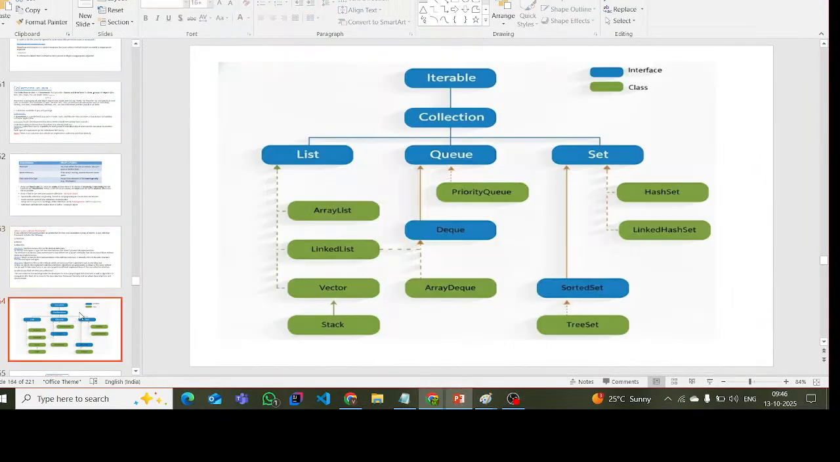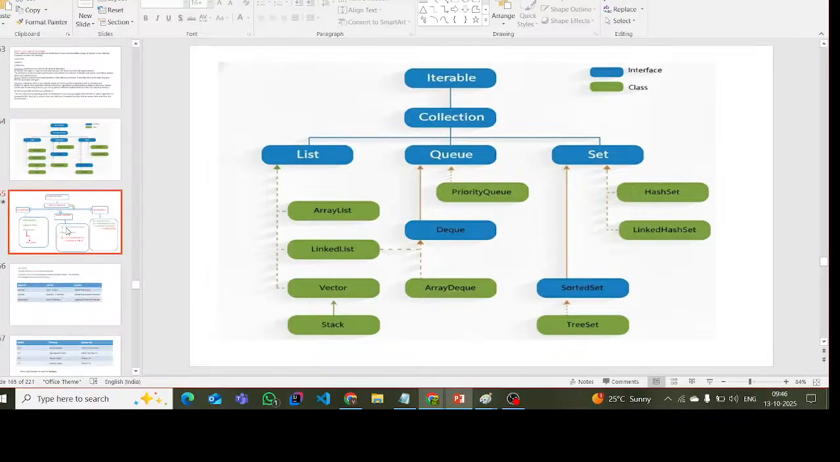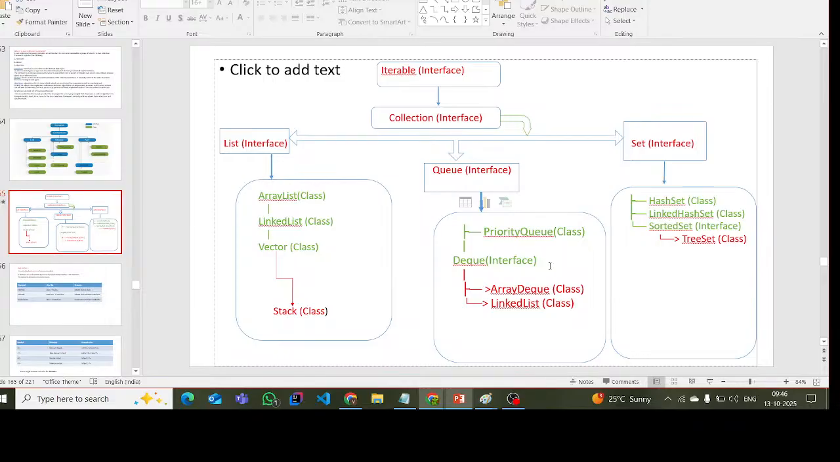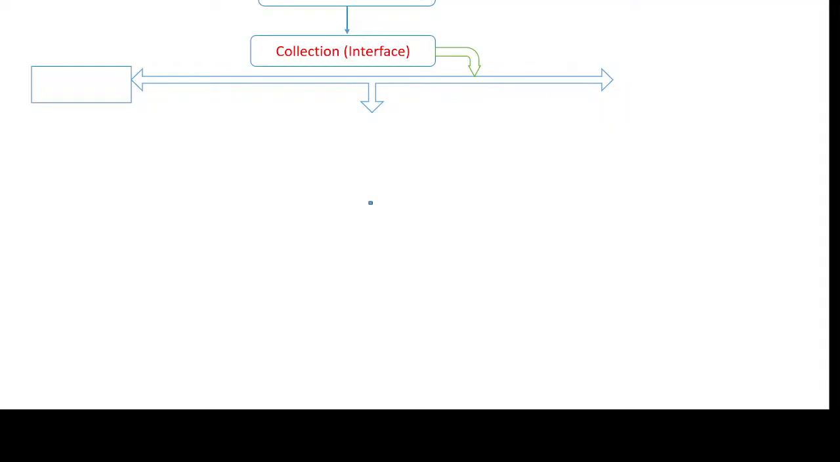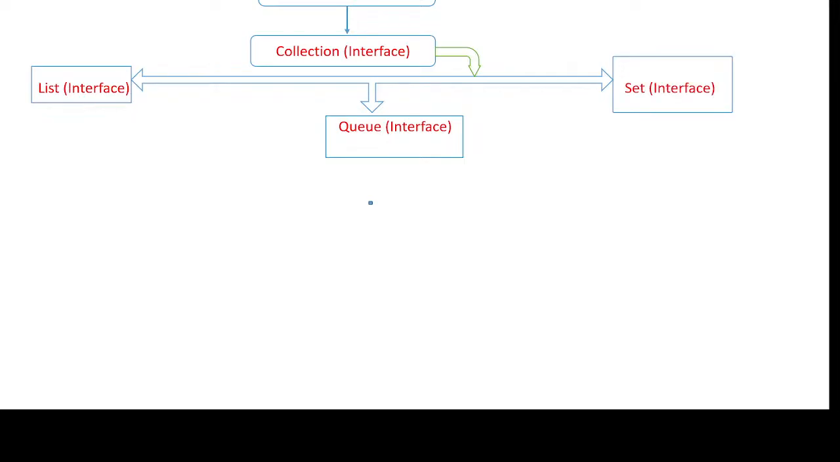Now the hierarchy will take time, so I will explain it briefly tomorrow. For now, we know Iterable is an interface, and Collection is also an interface. After that, it has three interfaces: List, Queue and Set.